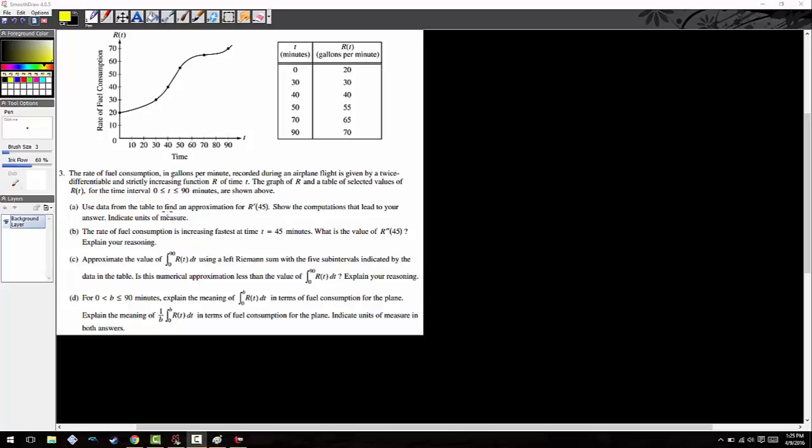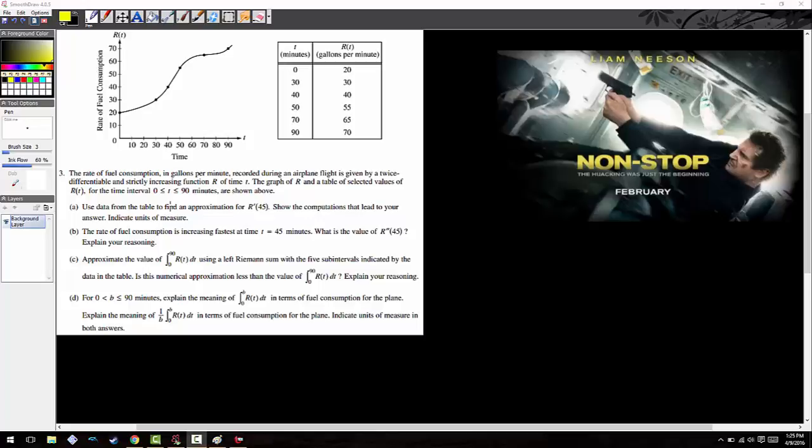Okay, a couple things to note. One, r of t is a rate, right? So r of t is a rate of change. So when we talk about r prime of t, that is the rate of change of a rate. So make sure we keep that in mind. Second thing, the fact that r of t is a twice differentiable function means that the function is continuous. And more importantly, because the function is continuous, we are dealing with a flight that is non-stop. So anyway, let's get this problem started.